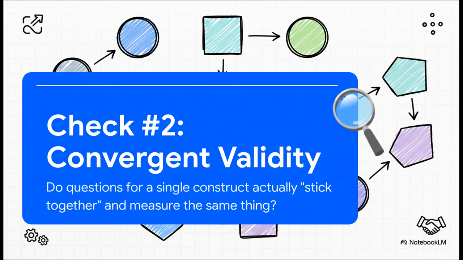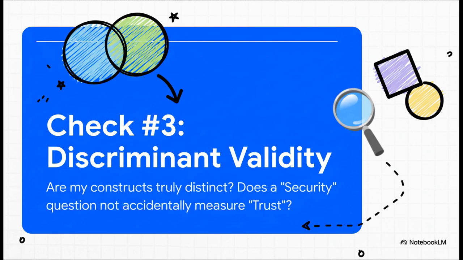And finally, we have the third check, discriminant validity. This is all about making sure your different concepts are, well, different. It's checking that your questions about security are only measuring security, and not accidentally bleeding over and measuring something similar, like trust. You have to prove that each concept is unique and stays in its own lane.